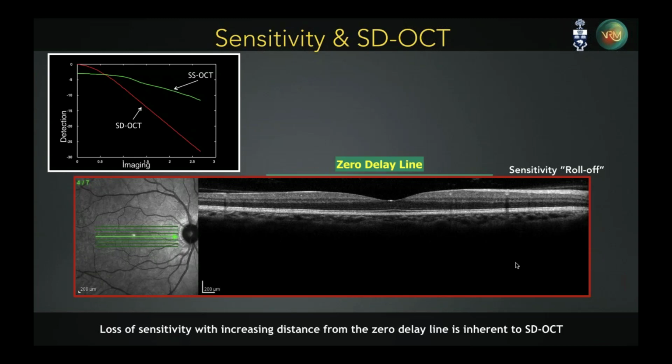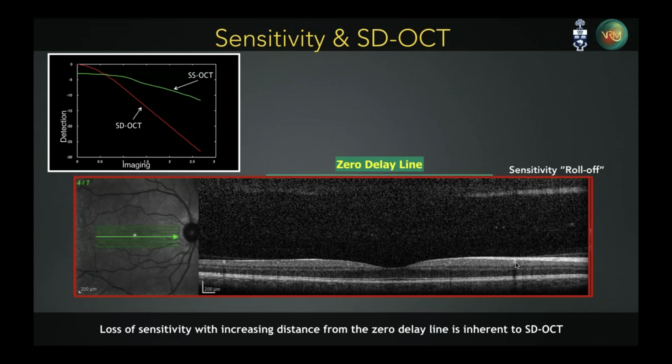And you can see here the zero delay line, which is visible in green. And as we try to image deeper and deeper into the eye, you can appreciate that the vitreous space, which is in black, becomes more cloudy with noise, and we're losing sensitivity. If you look at the architecture of the retina, you also start to lose information of the choroid, and also some of the structure of the retina becomes less defined.